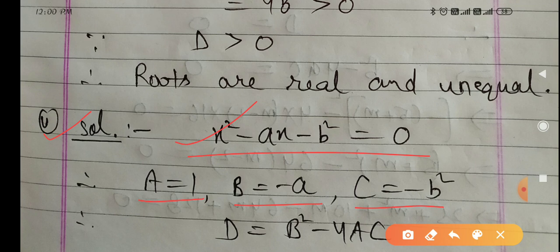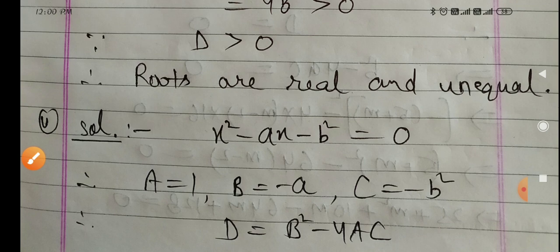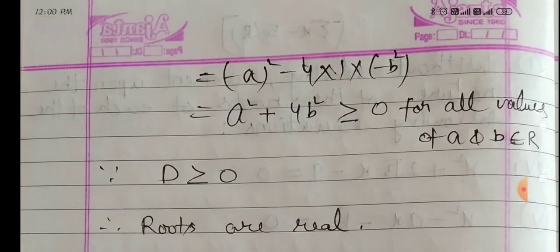So now the coefficient of x square is 1, the coefficient of x is minus a, the constant term is minus b square. So the discriminant, you can see, b square minus 4ac I have written. Now you can see, b square means minus a whole square, minus 4 into a is 1, c is minus b square. After solving you are getting a square plus 4b square. Now I have written it is greater than or equal to 0.